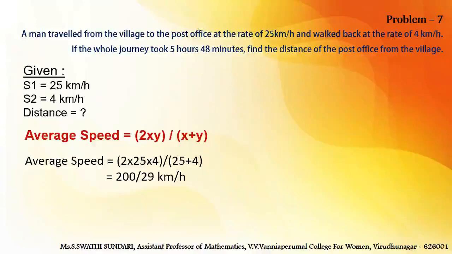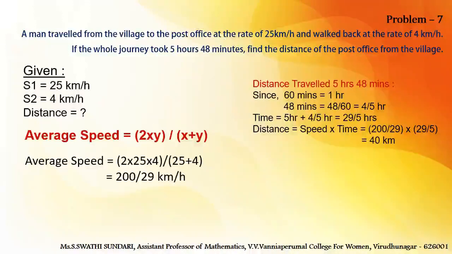Next we're gonna find the distance travelled. Here the time value is in different units, so we should change it into a single unit. 60 minutes is equal to 1 hour, and 48 minutes is equal to 48 divided by 60, that is 4 by 5 hours.